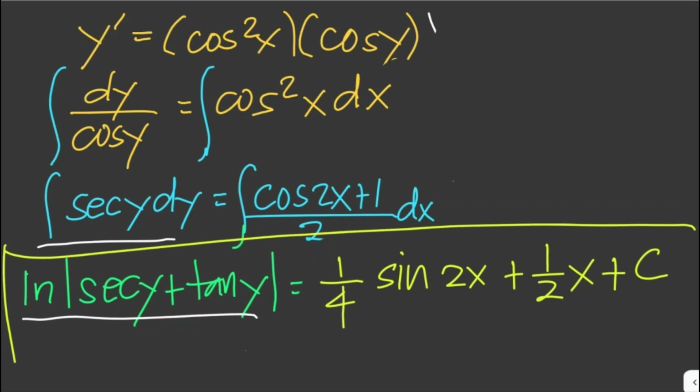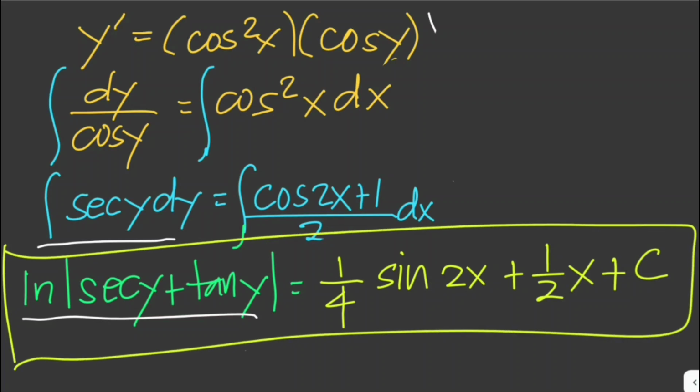So this is our final answer for y prime equals cosine squared x times cosine y. And by the way, all of the results of these calculations we call general solutions, because the arbitrary constants are not yet defined. When you're given the values for x and y, then you plug in those values into the general solution, and now we call it the particular solution. Therefore, the arbitrary constants are already defined.